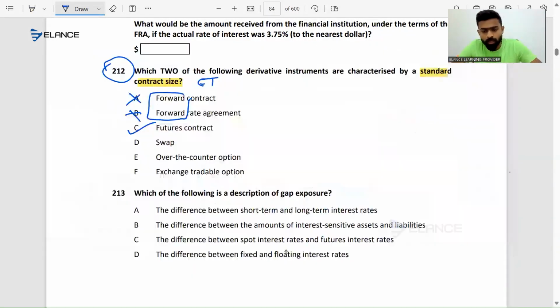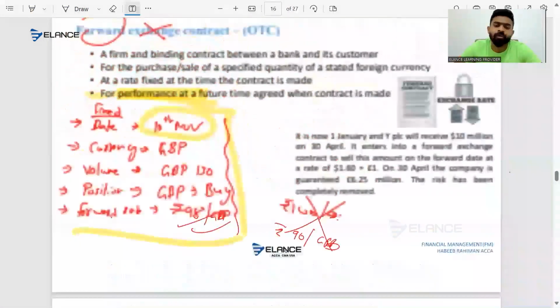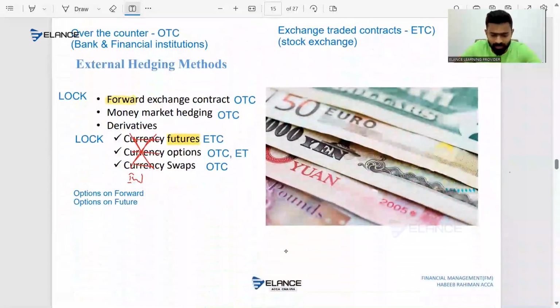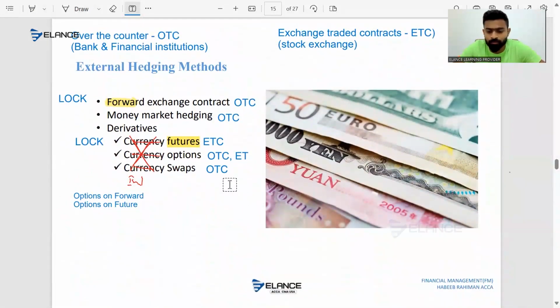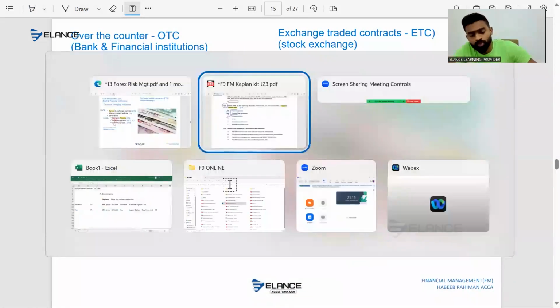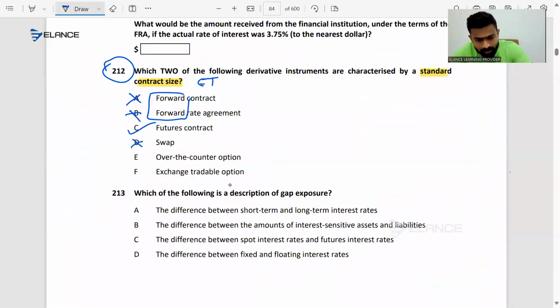Swaps, which are they from? From the mother slide, I said swaps are from the bank, so they are also tailor-made. So swap is not the answer. We need to pick the standardized contract size. Options can be what?